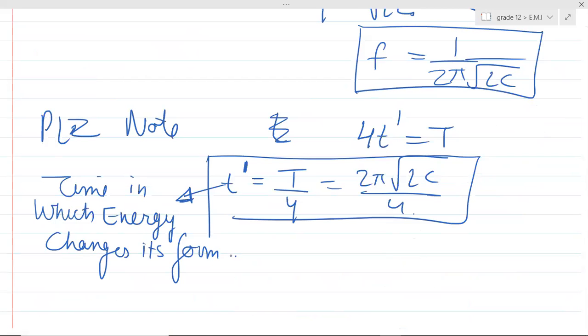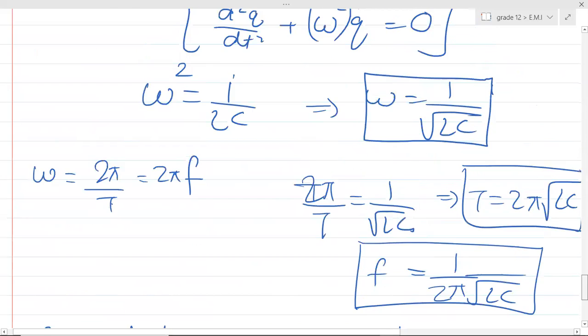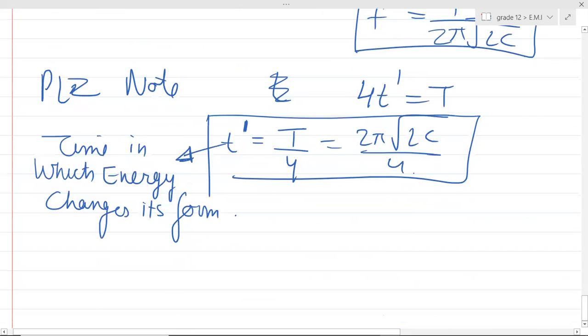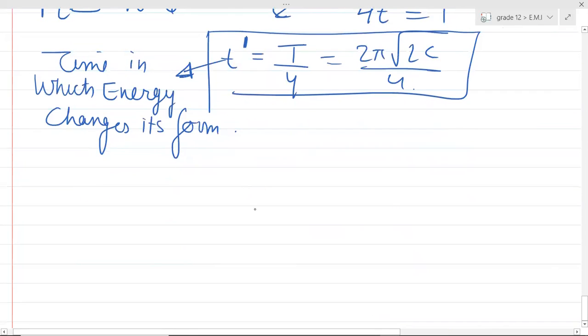So now we solved that equation of SHM initially. When we solved this equation, we got x is equals to a sine omega t, y is equals to a sine omega t plus alpha, right? So analogous to SHM, we can write the same for the LC circuit.